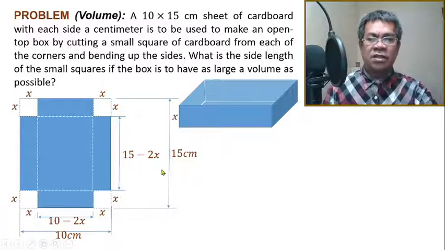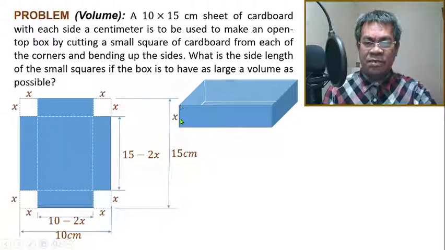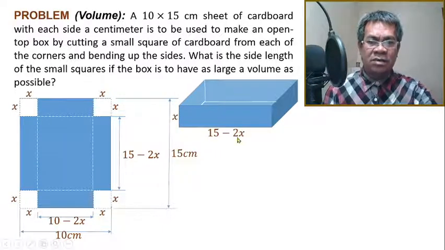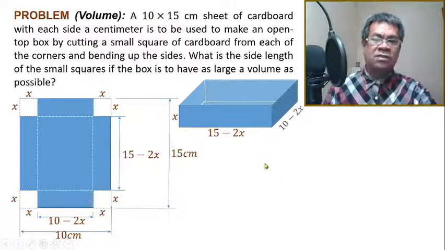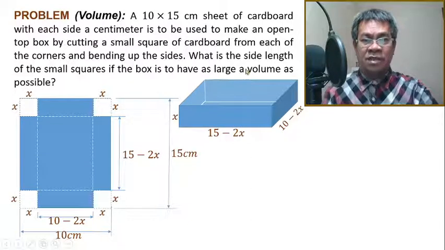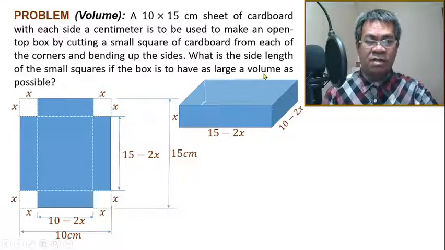So what are the dimensions? This is x, the height of the box. The length of the box is 15 minus 2x, and the width is what? 10 minus 2x. So these are the dimensions of your box. Now take note that again we are forming the volume.